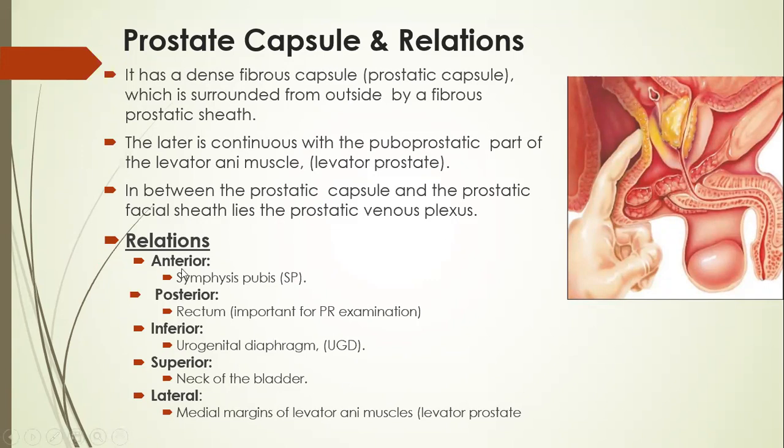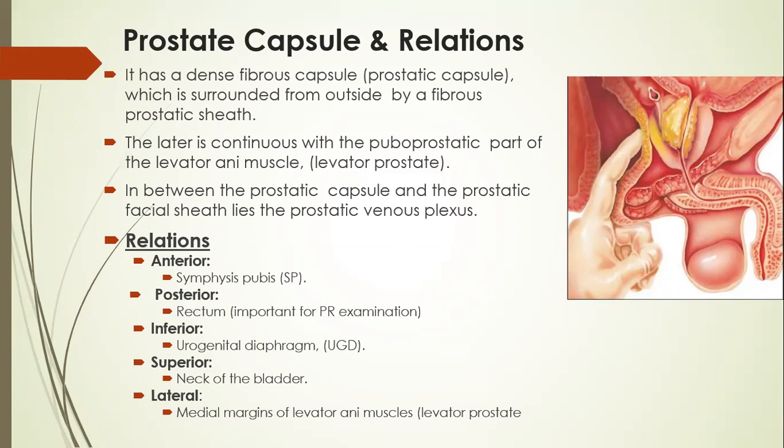Okay. Coming to the relations, anteriorly we have the pubic symphysis, so it cannot be approached. Posteriorly we have the rectum, so through the rectum you can feel the prostate. The rectum is important for the PR examination. This is very important because after the age of 40 especially, the prostate usually undergoes hypertrophy in males.